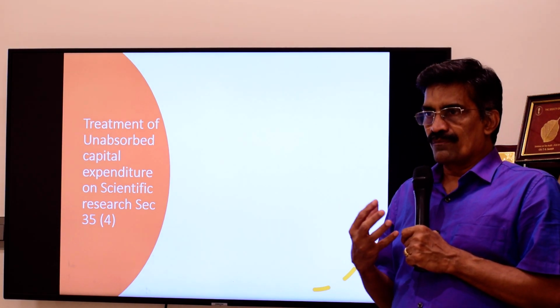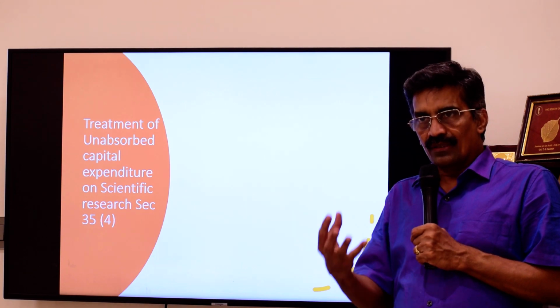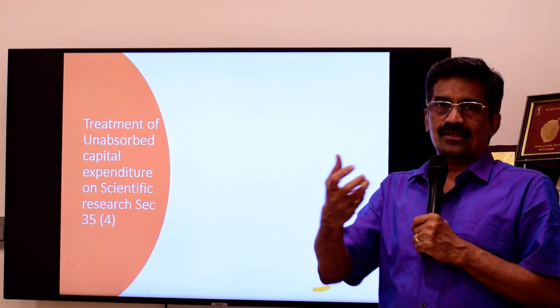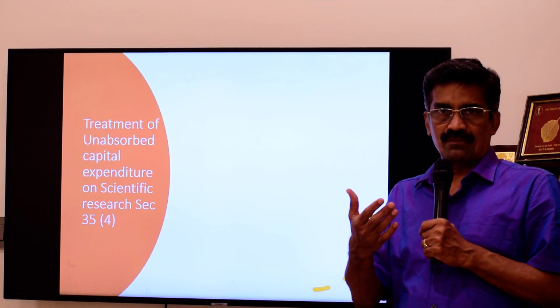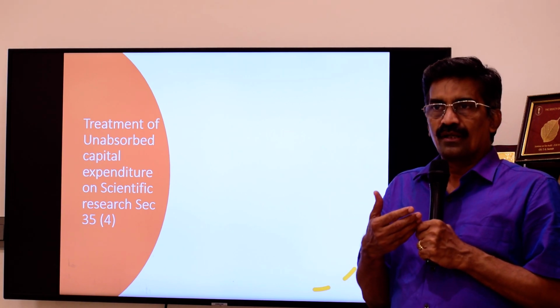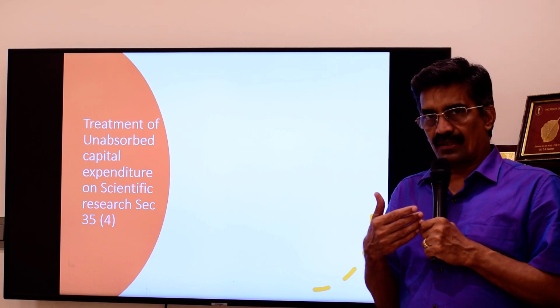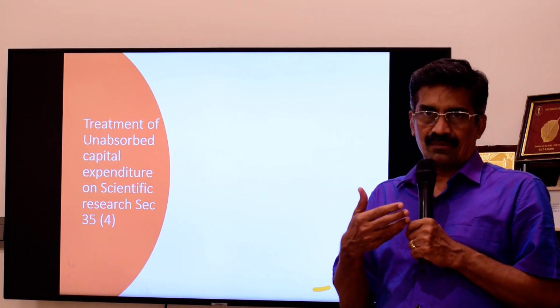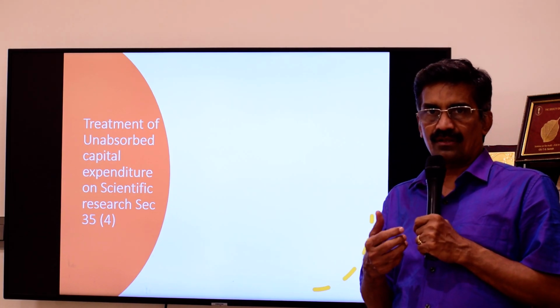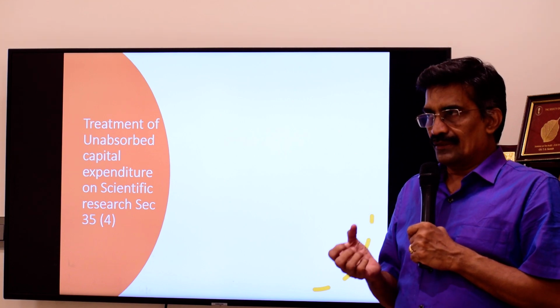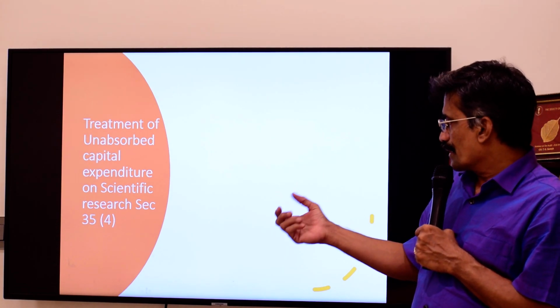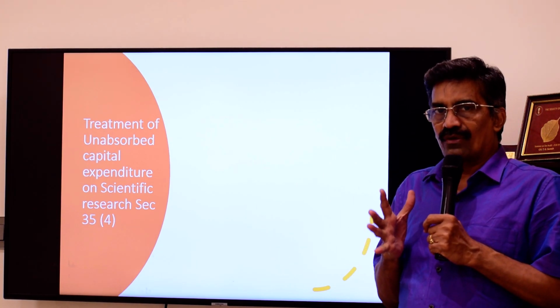However, normally if I purchase a capital asset like plant and machinery, I am entitled to claim depreciation. Depreciation under the provisions of the Income Tax Act, in the event of loss, can be carried forward for any number of years and can be set off against any head of income. So even in the case of R&D, section 35(4) provides one very interesting point.